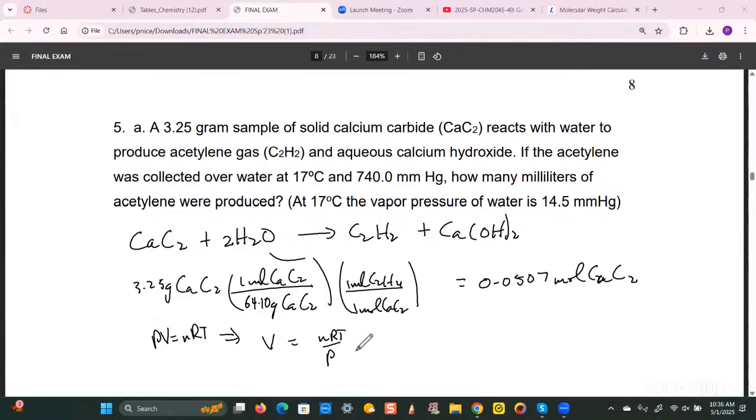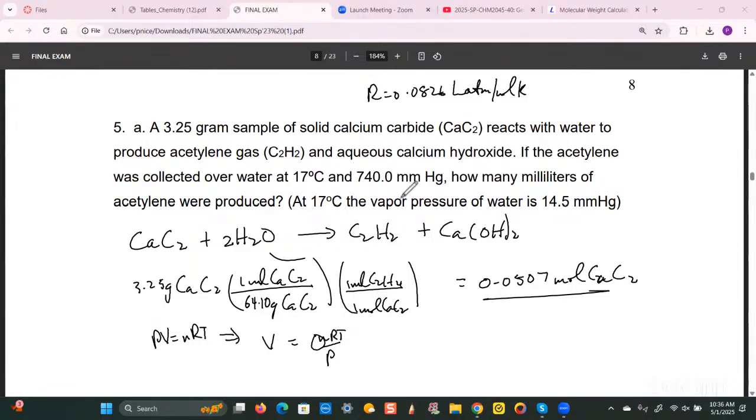Let me see here. We know what the number of moles is, that's N. The temperature is given, which is 17 degrees, which we have to convert to Kelvin. And R is, of course, 0.0826 liters atmospheres over mole Kelvin, right? The only thing that's a bit of a mystery is the pressure, right?